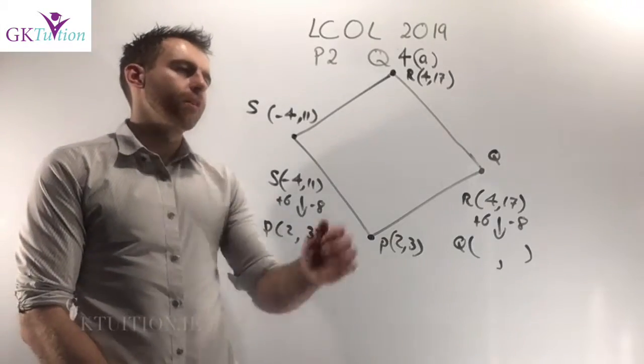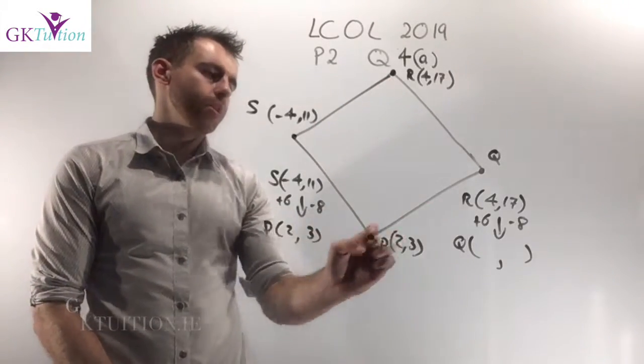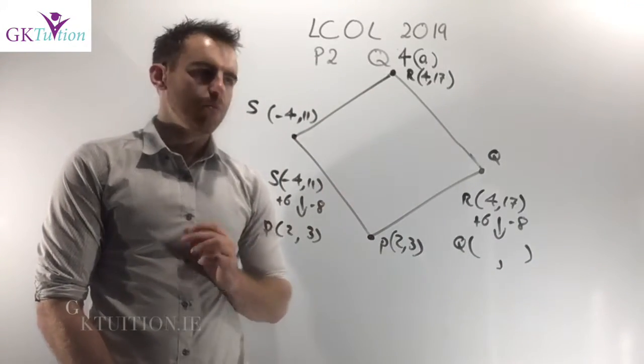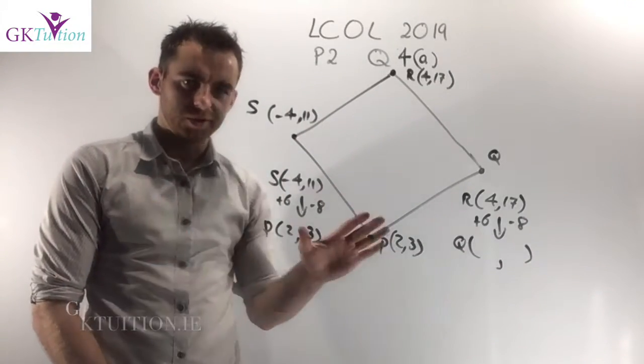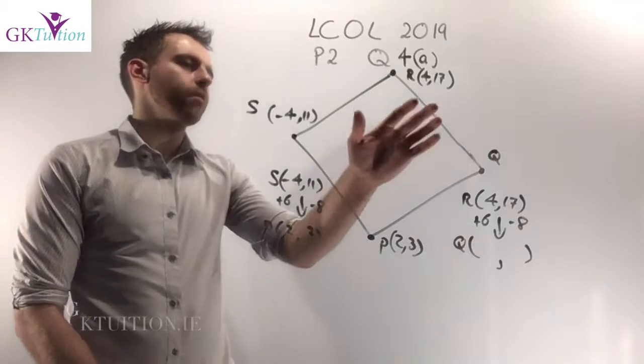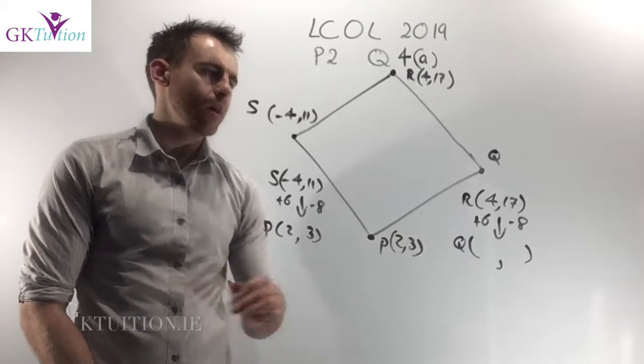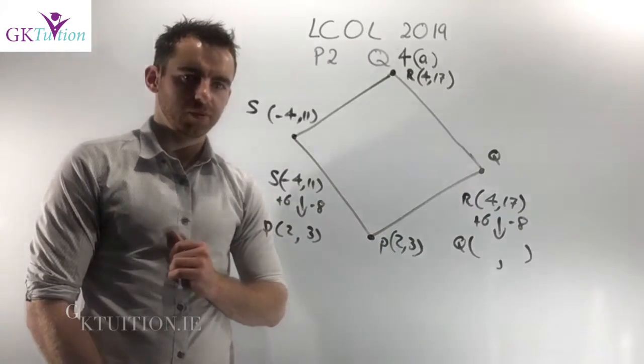The question I've chosen to go through is 2019 Paper 2, Question 4. In this question we're given a square PQRS, and inside it is the circle C. But for the first part of this question we're not concerned with the circle. We've been given the coordinates of R, the coordinates of S and the coordinates of P. We've been asked to find the coordinates of Q.